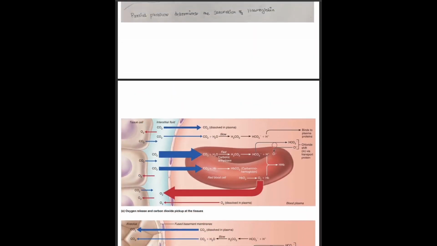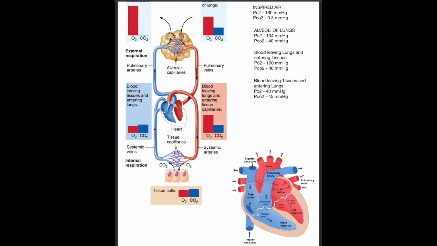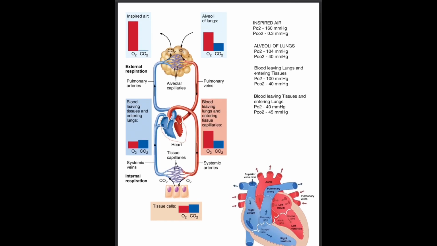So let us have a summary. What is the partial pressure of oxygen and carbon dioxide in lungs and in tissue? Before going into that, what is the partial pressure of oxygen and carbon dioxide in the inspired air? In the inspired air, the partial pressure of oxygen is 160 and carbon dioxide is 0.3. So we inspire more oxygen and less carbon dioxide.